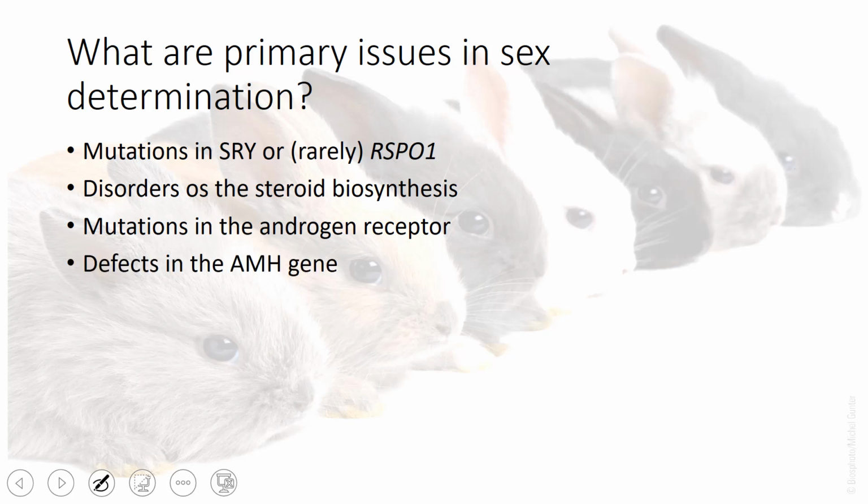Defects in the AMH gene, this is anti-Müllerian hormone. This is the gene that codes for that anti-Müllerian hormone that will result in the inhibition of the formation of the female reproductive tract and ultimately the resorption of that. XO/XY mosaicism: if you have a mitotic non-disjunction event in a male individual, some of the cells could end up getting no sex chromosome.